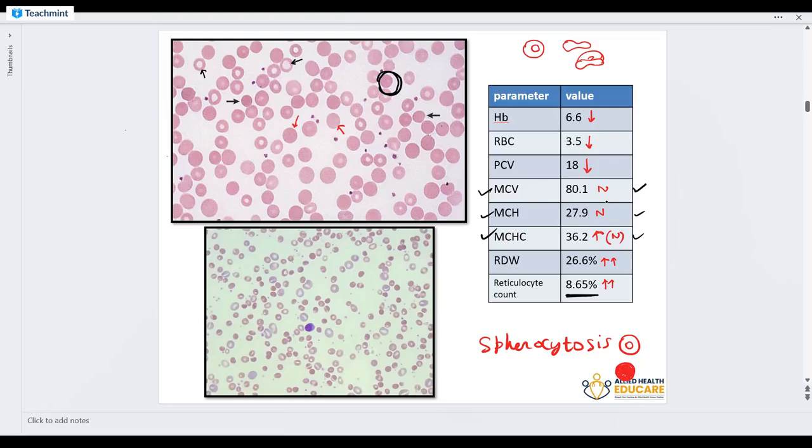One thing must be remembered: merely seeing the CBC report, you cannot interpret the nature of anemia. You have to see the peripheral blood smear as well. Without seeing the peripheral blood smear, you cannot interpret whether it is hereditary spherocytosis or another. Now move to the next thing.